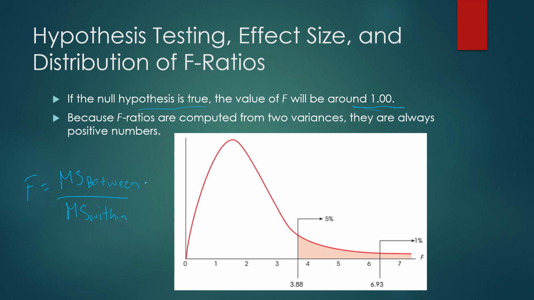Now, if these numbers are similar, meaning that there's not very much of a treatment effect, because adding a treatment effect would make the numerator much bigger, we're going to get a value close to 1. As we go out here and we get values that are much bigger than 1, that's when we would properly reject the null hypothesis. And because the F ratios are computed from two variances, they're always going to be positive numbers.